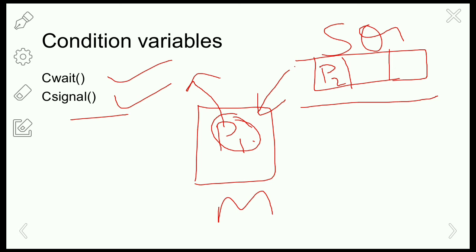Okay, so if the monitor is already having a process, then the remaining process which tries to access the monitor will be placed in the suspended queue.